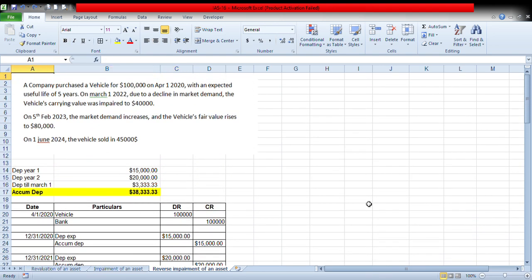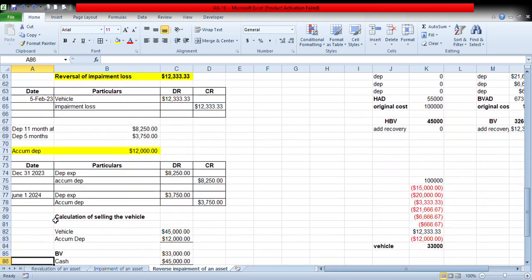Then on 1st of June 2024 we sold our vehicle. Understand? So we have to calculate the depreciation. We already calculated 11 months of depreciation, but we need to calculate 11 more months, then 5 more months, 16 more months in total. So let's calculate. First, till December we need to calculate.